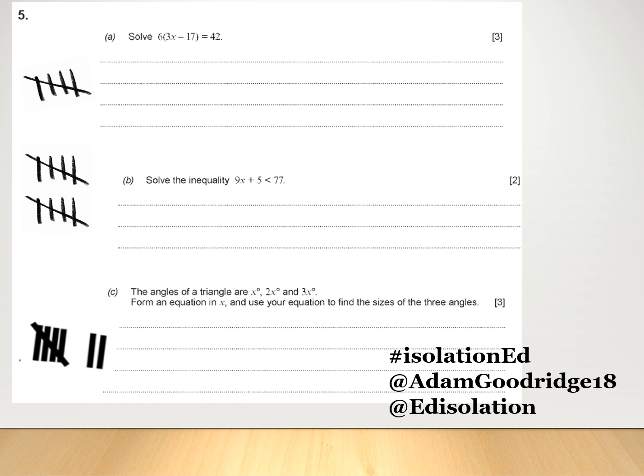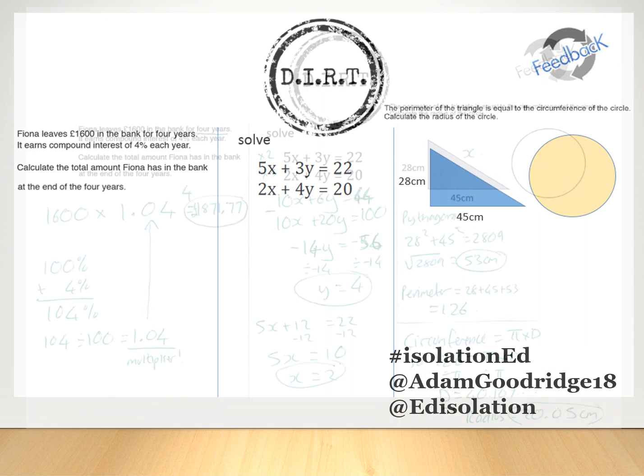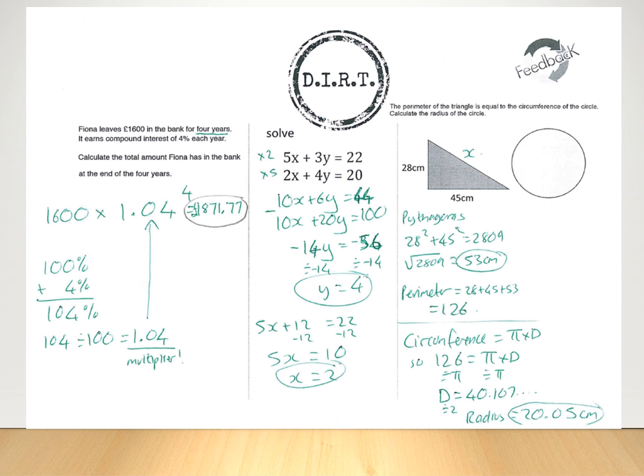After I've modeled how to do that, I then give the students questions like this, where we do some DIRT feedback and they have a go at questions similar to the one in the quiz based on the feedback that we've just done. And then at the end of the lesson, I'll either go through the questions or provide model workings out for each of those questions as well.